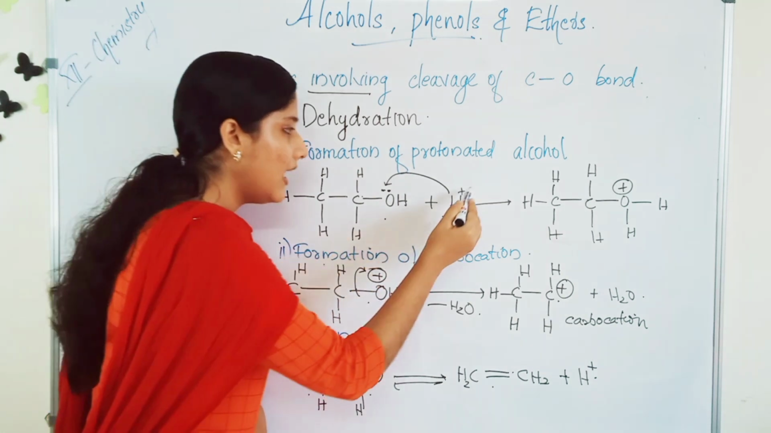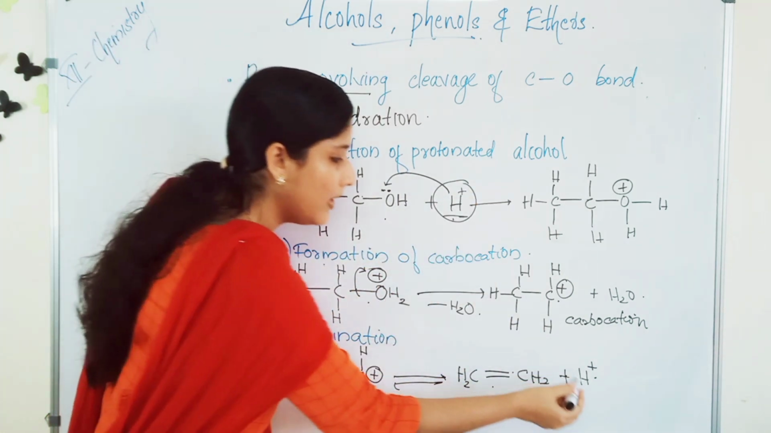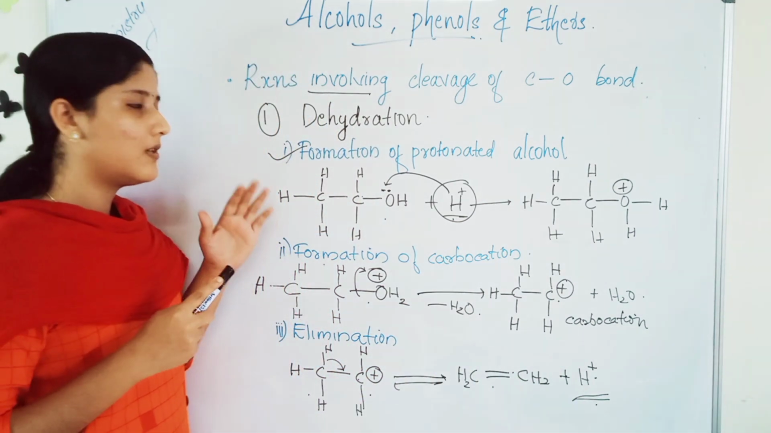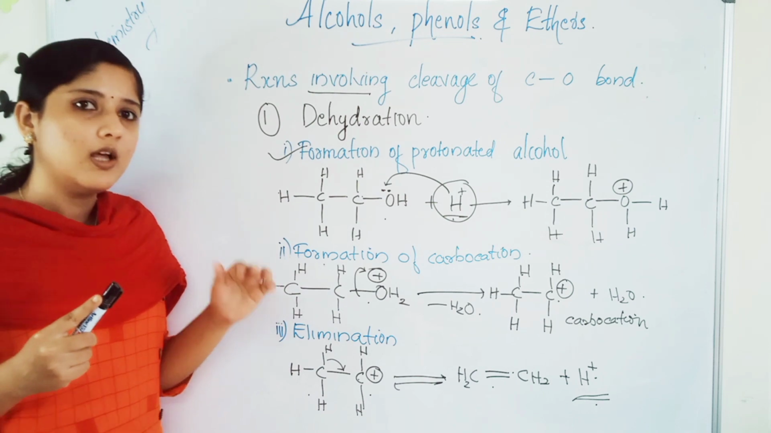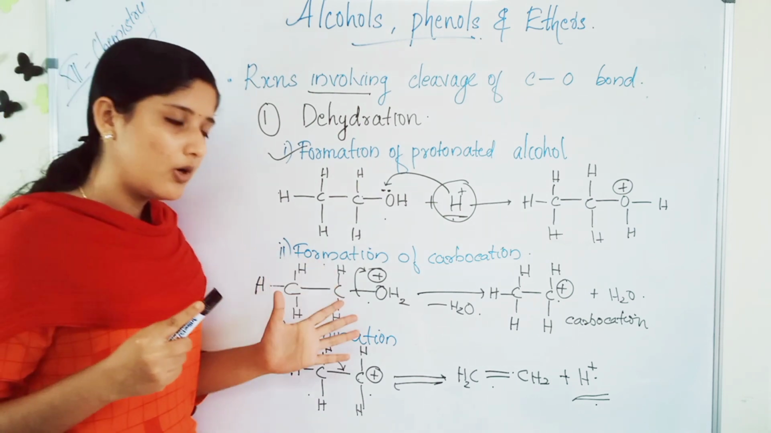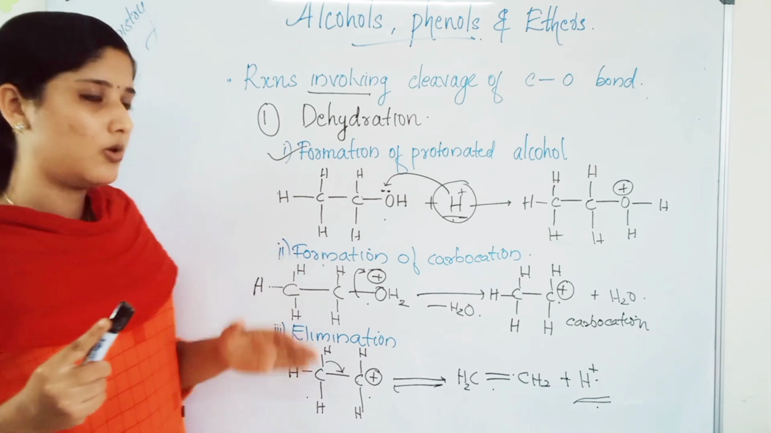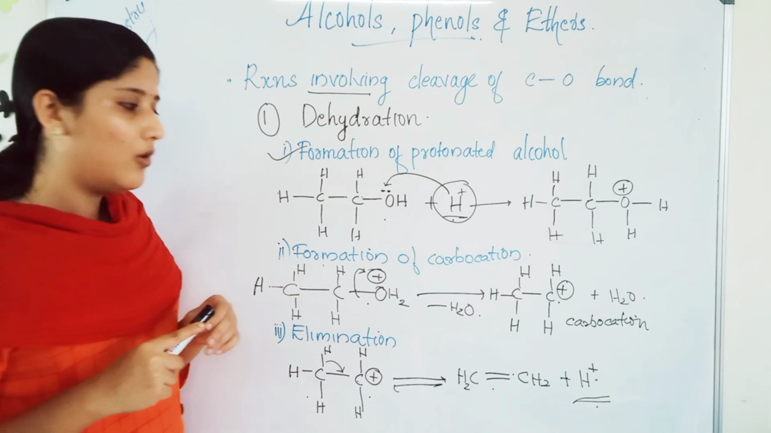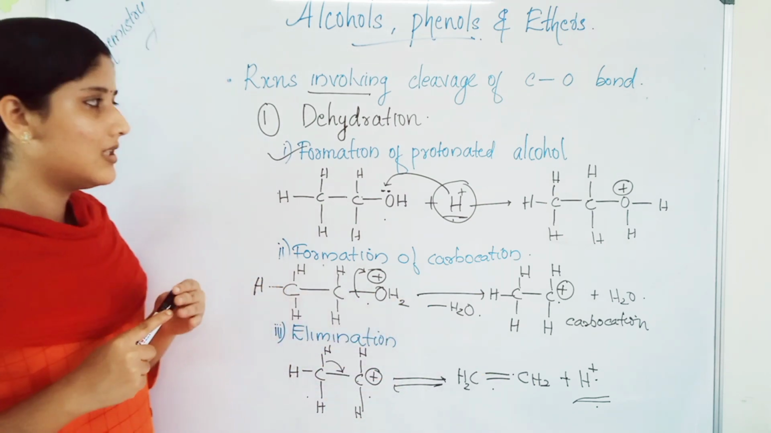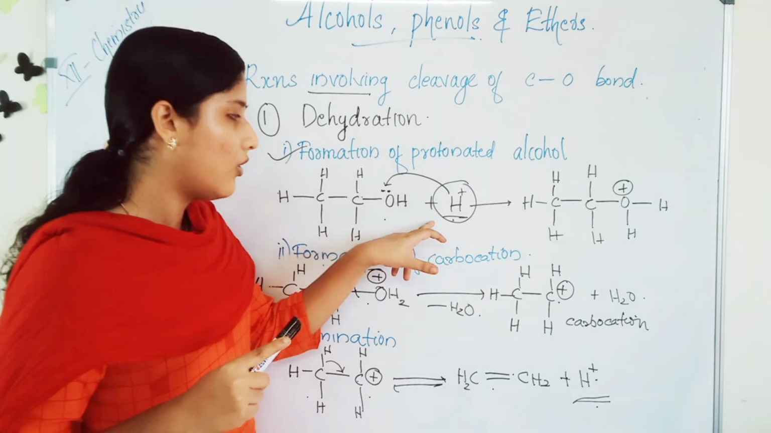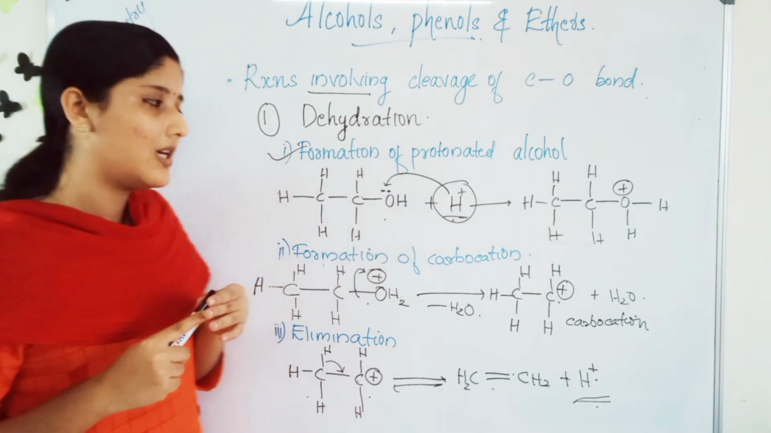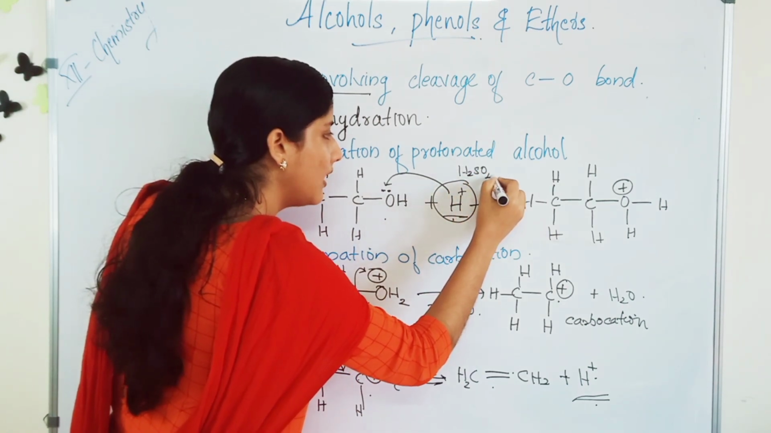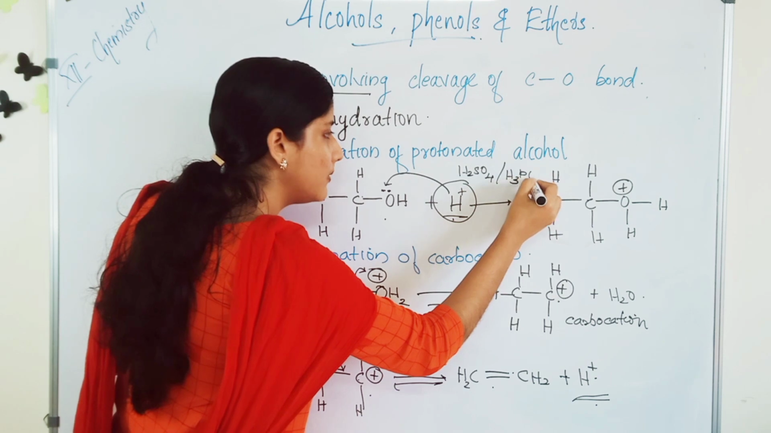First we added an H+ ion, and that H+ ion will be regenerated at the end of the reaction. This is the mechanism. First is the formation of the protonated alcohol. Then water is removed and forms a carbocation. In the third step, elimination happens and we will get the corresponding ethylene or alkene, plus H+. We are undergoing this reaction in the presence of protic acids, H2SO4 or H3PO4.